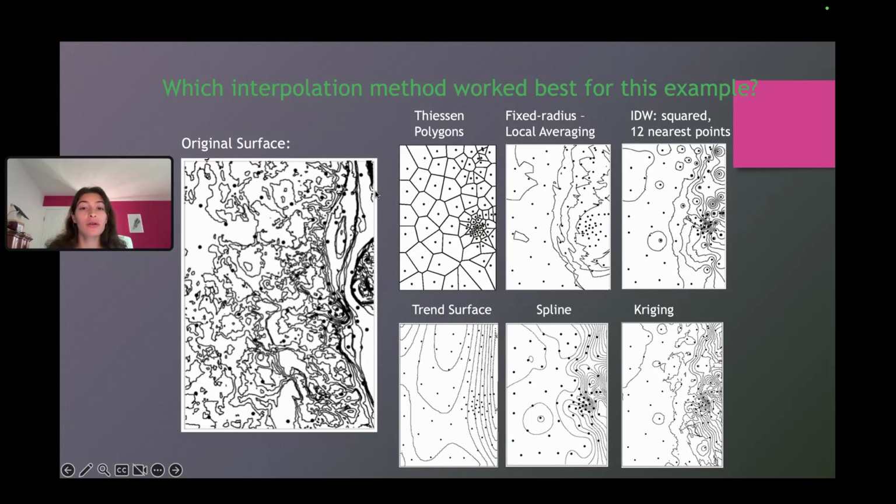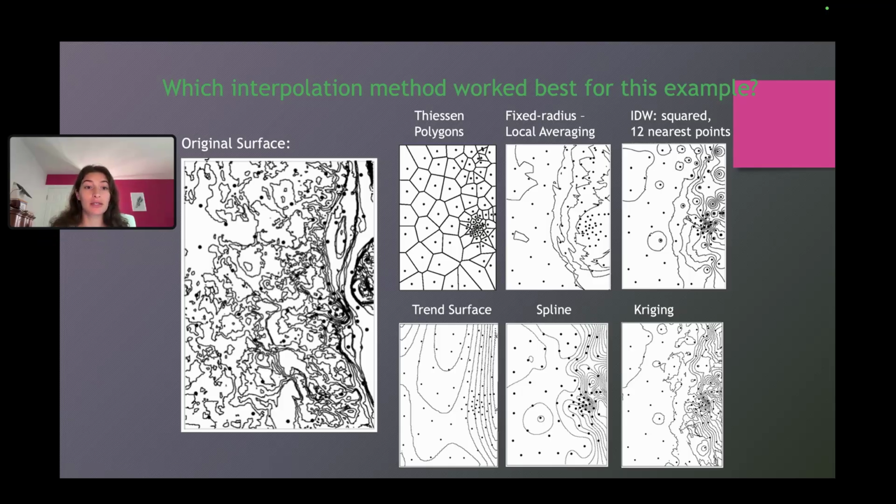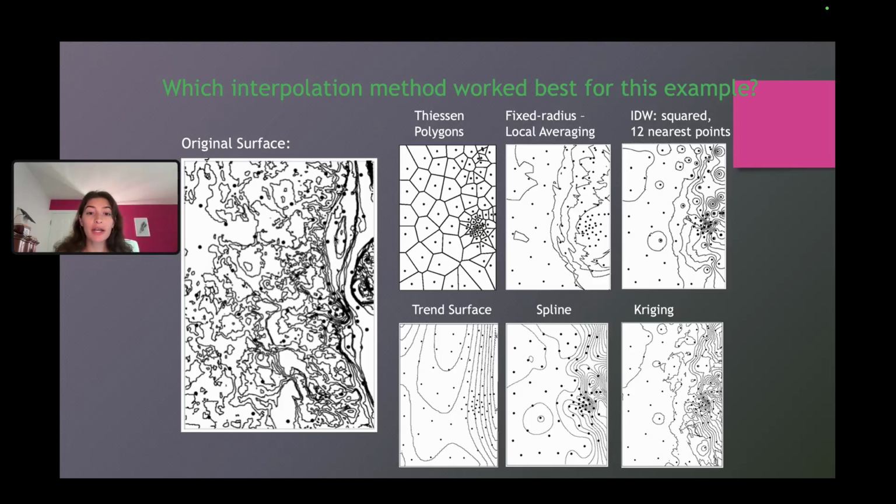So which interpolation method do you think worked best for this example? This is another kind of thought experiment. Just go ahead and look at your original surface and choose some of these methods that you think are best. We have Thiessen polygons, fixed radius or local averaging, IDW squared at 12 nearest points. We have trend surface, spline, and kriging.